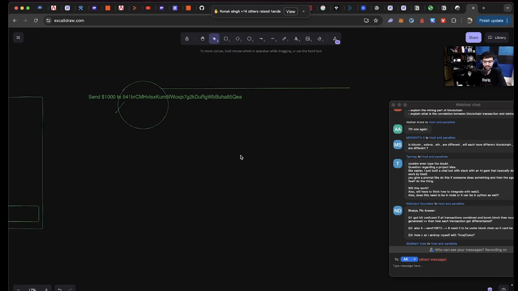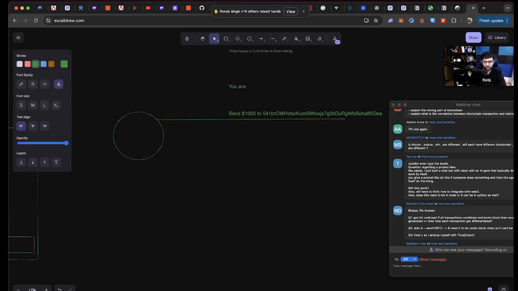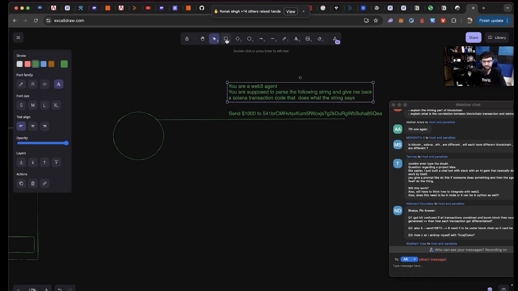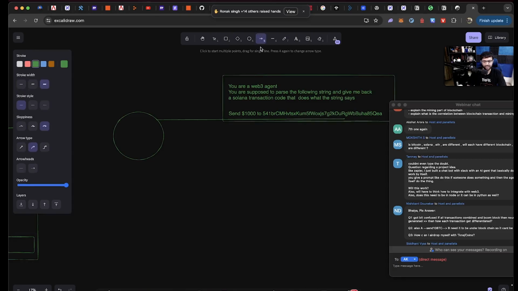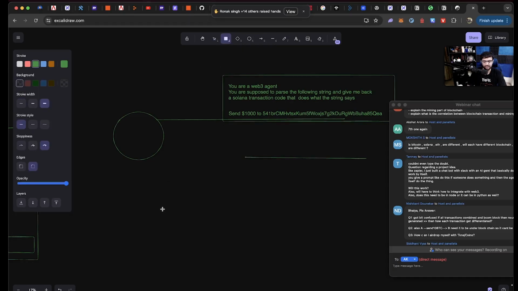The prompt needs to look something like this. You are a Web3 agent. You are supposed to parse the following string and give me back a Solana transaction, some code that does what the string says. This is the prompt that you send to ChatGPT. It returns you back some code, which will look something like this.